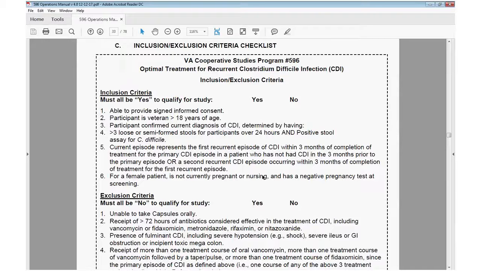If you are constantly tracking the participants, you should be able to know from your pre-screen log what occurrence they are: a first occurrence, a recurrence, or whether they've had multiple occurrences in the past. For female patients, she is not currently pregnant or nursing, and has a negative pregnancy test at screening. If a female patient is menopausal by self-report, this is not necessary. There is additional information in a memo of clarification in the appendix. Hopefully you've already reviewed that in your review of the operations manual.